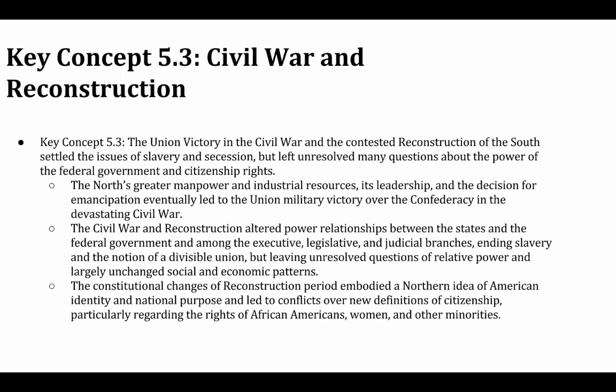So if you feel like you need to, go ahead and pause this and read the key concept. This is directly from the College Board. It's what they want you to know. So feel free to pause it and then come on back and we'll continue the lecture. Okay? So let's go ahead and get started.